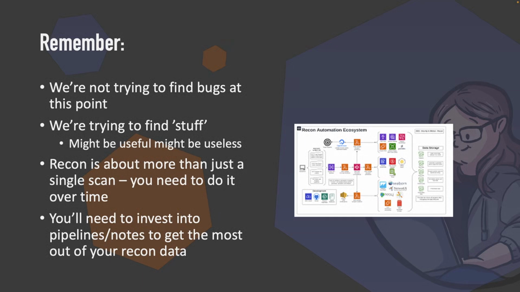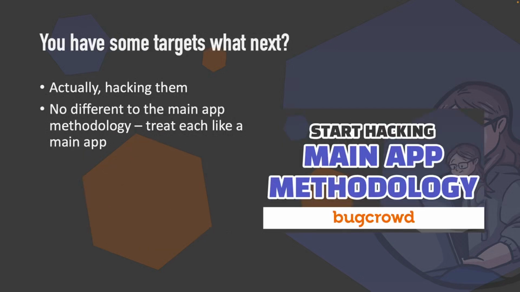And quite frankly, when you're a beginner, if you don't already have those skills, there are other hackers who have already developed them and who can find stuff much faster than you can at the moment. Saying that, does that mean you shouldn't look at main scope targets? No. You just need to have some targets. Once you have some targets, just hack them. No different to the main app methodology. Treat each like its main application and just go through it.